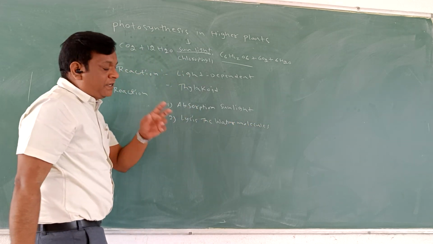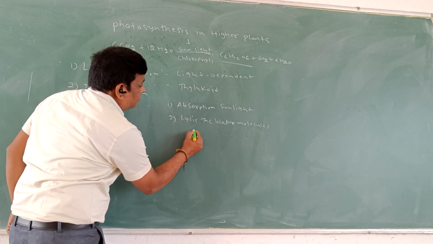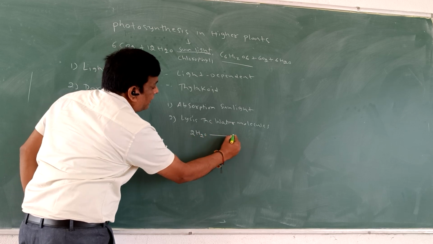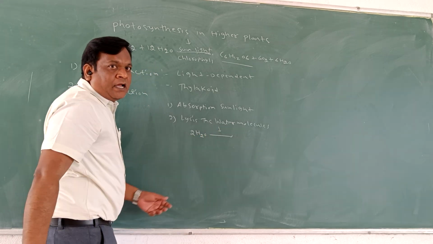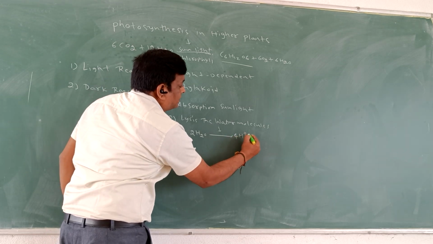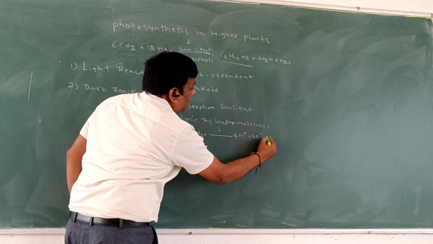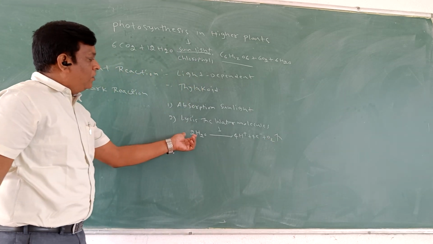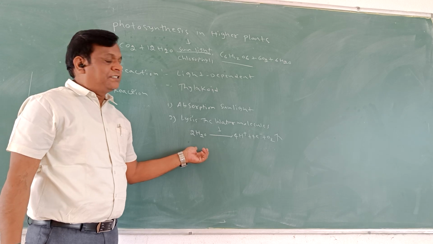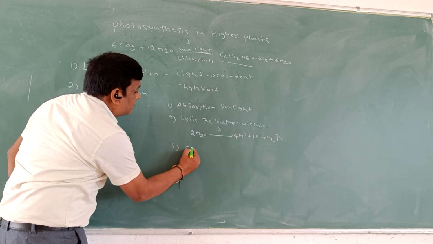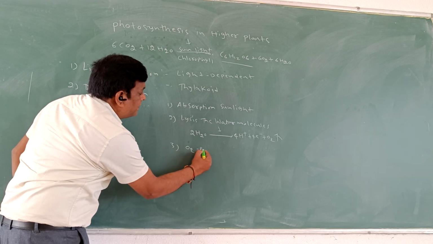In this reaction, taking for example two water molecules, in the presence of sunlight and chlorophyll pigment, they are modified into 4 protons and 4 electrons, and oxygen is released. This we call the lysis of water, the second step. The third step is that oxygen is released.